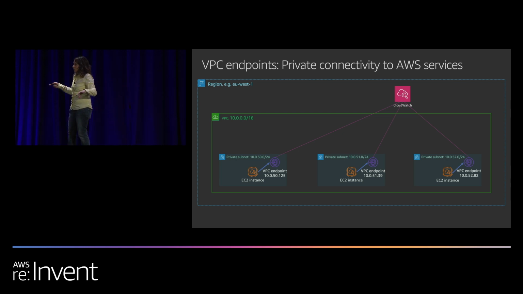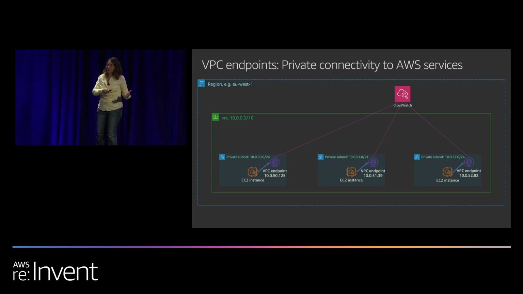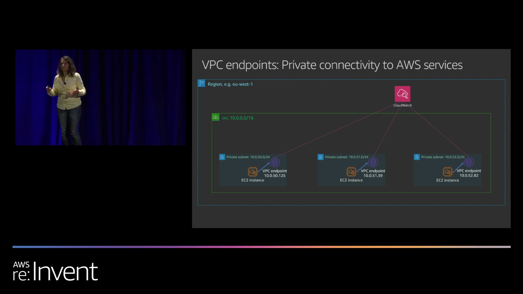logs.eus1.amazonaws.com will resolve to these addresses in your VPC. So now your CloudWatch Logs agents can send traffic to CloudWatch Logs. It goes through the VPC endpoint, so the route's working fine, and gets into CloudWatch Logs, and you get all the benefits of centralized logging in the cloud.